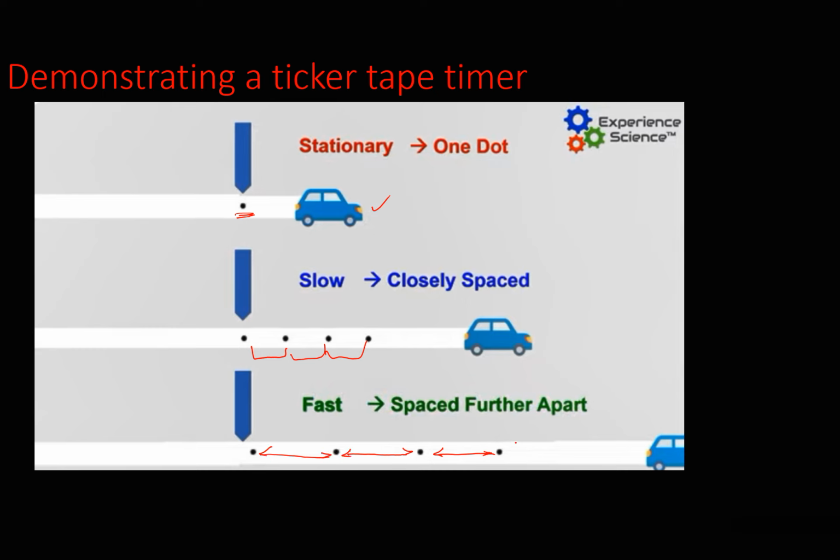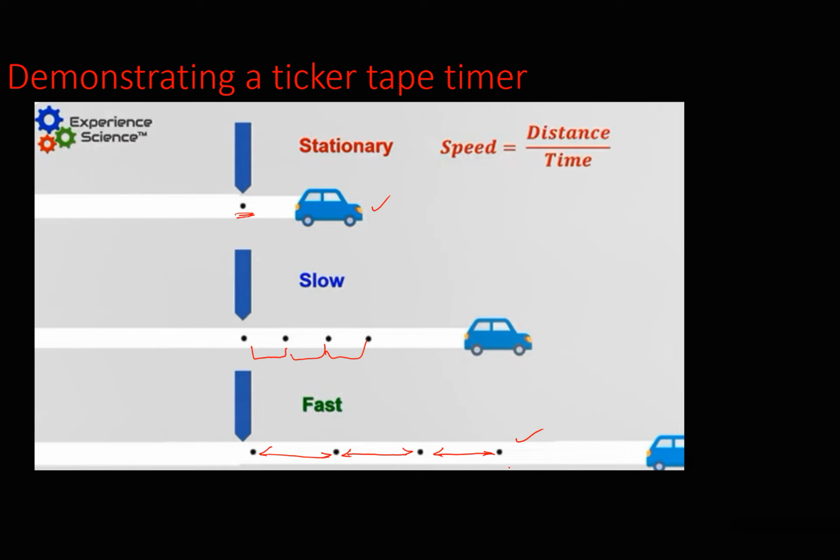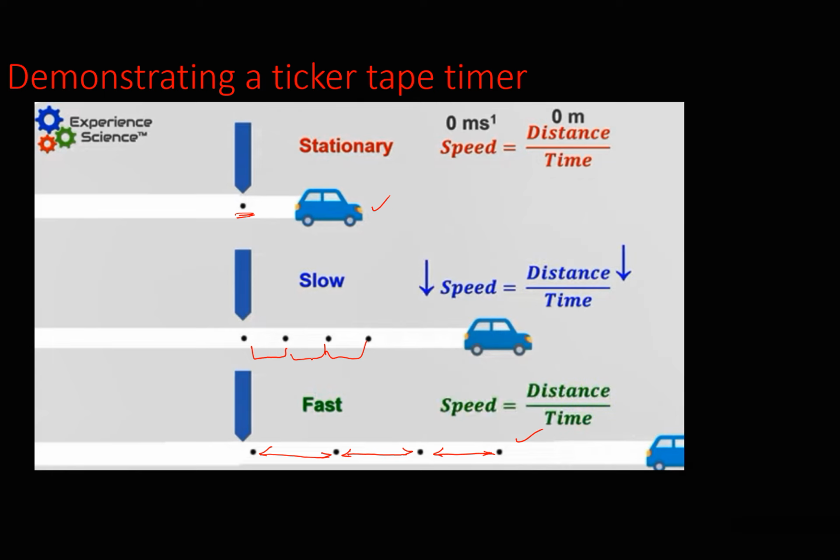So we can say this one is moving faster because in the same time interval, the distance between the dots is bigger. And this one is moving slower because in the same time interval, the distance between the dots is smaller. So that is how a ticker tape timer is really working.